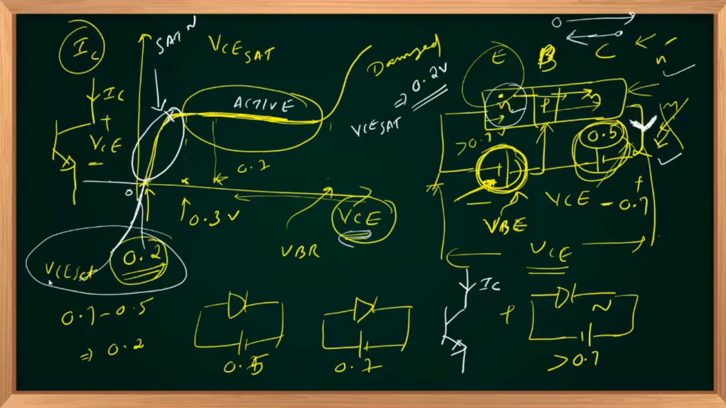So you should remember the active region and saturation region, and here we are using it as an amplifier. That is clear. Right, and the cutoff region is not visible here because we are not reverse biasing the base-emitter. Is that okay? Any doubts? So that is the VI characteristics.